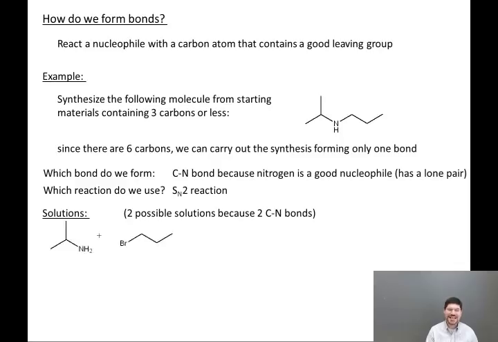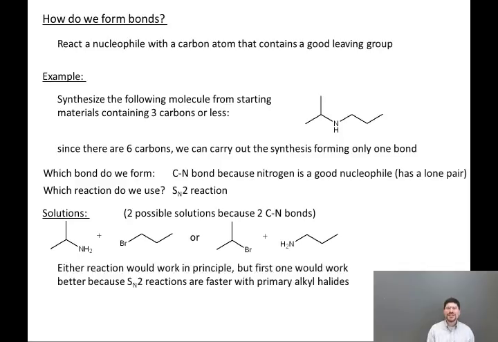We can start with isopropyl amine and react that with propyl bromide, or we can start with isopropyl bromide and react it with propyl amine. Either reaction would work in principle, but the first one would work better because SN2 reactions are faster with primary alkyl halides than they are with secondary alkyl halides.